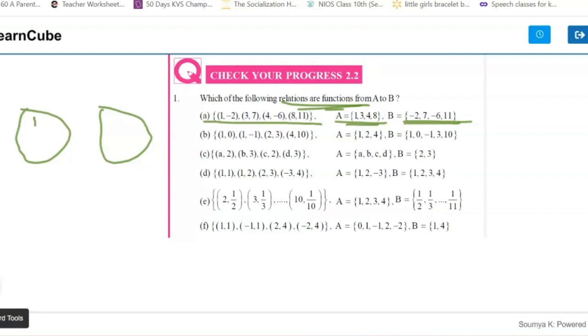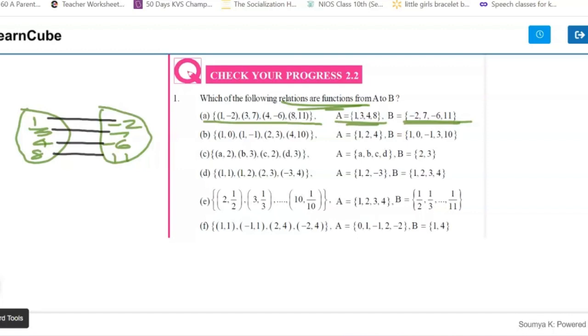Set A has 1, 3, 4, 8. Set B has -2, 7, -6 and 11. So if this is given to you, let's find out what are the elements related to each other. In this ordered pair, 1 is related to -2, 3 related to 7, 4 related to -6 and 8 is related to 11.